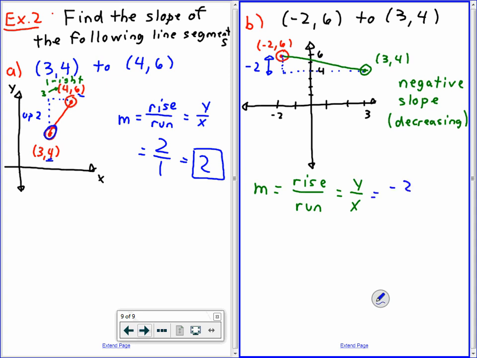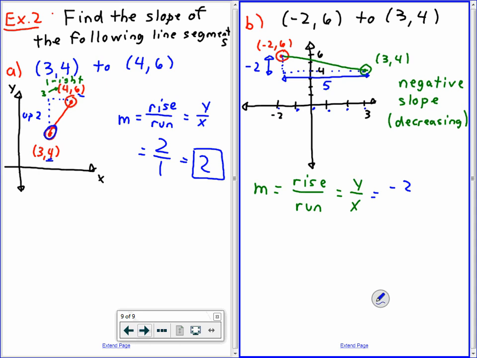As far as my x values, I'm going to do this in this color as well. So you're just counting the distance between here and here. You're starting at -2, it's 1, 2... Let's try again here. 1, 2, 3, 4, 5. So that would be an increase of 5 that way.